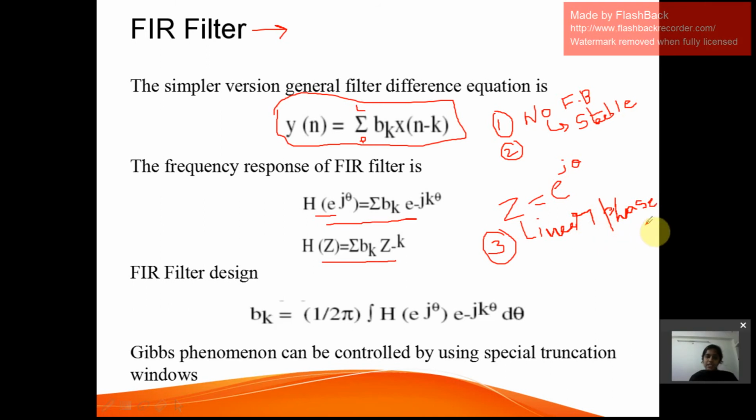The phase response of the filter is linear as a function of time, and it has a constant group delay. What do you mean by constant group delay? Nothing but the frequency components of the input signal are shifted in time by the same amount. It gets shifted in time by the same amount, that we call a constant group delay.